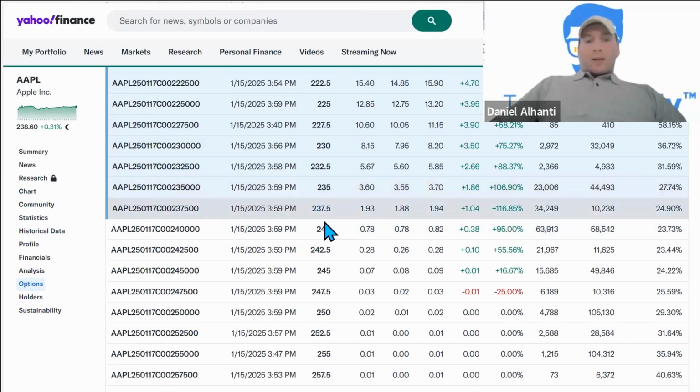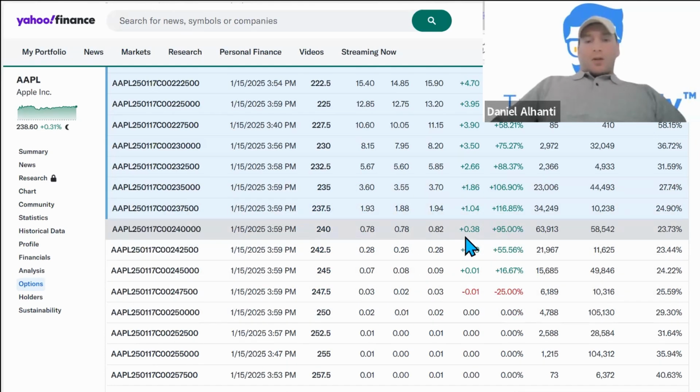These are all strike prices here, by the way. These are all call strike prices. So what I want to do is find something that is 82 cents minus 78 cents. Okay, that's 4 cents. Now, in that 4 cents, that's an 8, right?